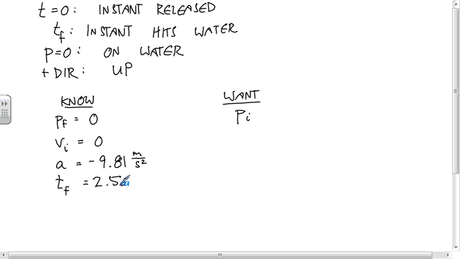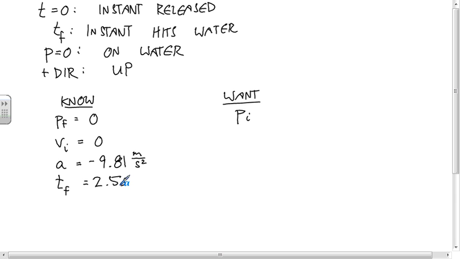Okay, so V final is equal to V initial plus ATF. P final is equal to P initial plus VITF plus 1/2 ATF squared, and 2A times the quantity PF minus PI is equal to VF squared minus VI squared.